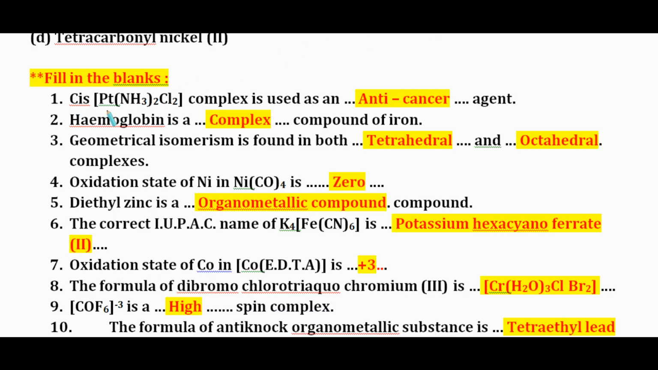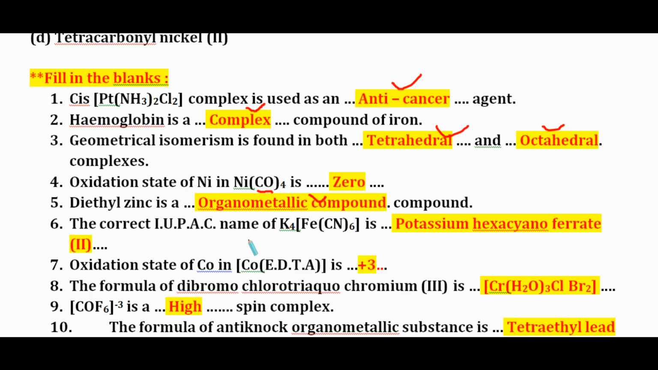Now see the fill in the blanks. The cis-[Pt(NH3)2Cl2] complex is used as an anti-cancer agent. Hemoglobin is a complex compound or coordination compound. Geometrical isomerism is found in both tetrahedral and octahedral complexes. The oxidation state of Ni in Ni(CO)4 is 0 because carbonyl is a neutral ligand. Diethyl zinc is an organometallic compound.